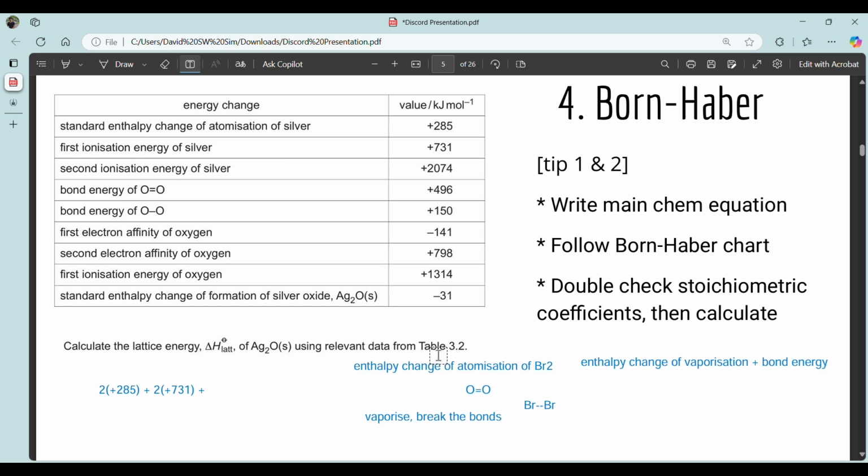For non-metals like bromine and oxygen, the enthalpy change of atomization is basically the enthalpy change of vaporization plus the bond energy. Let's say we have bromine. Bromine is a liquid at room temperature. To atomize bromine, we have to heat it up. We have to vaporize it until it's all in a gas. Then we break the Br to Br bonds to get the individual bromine atoms.